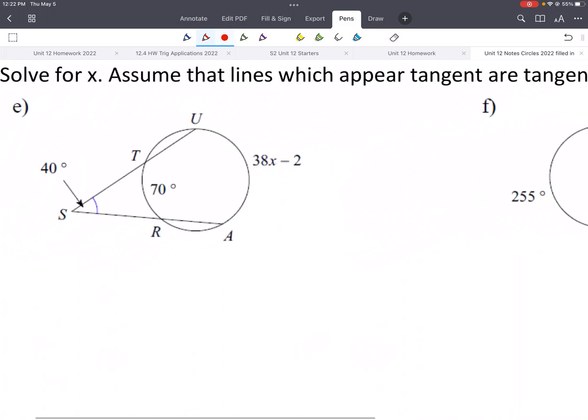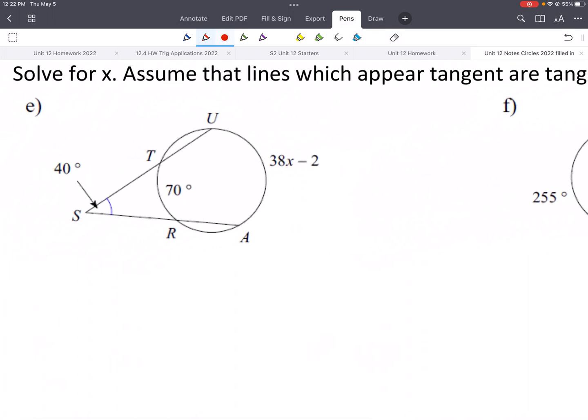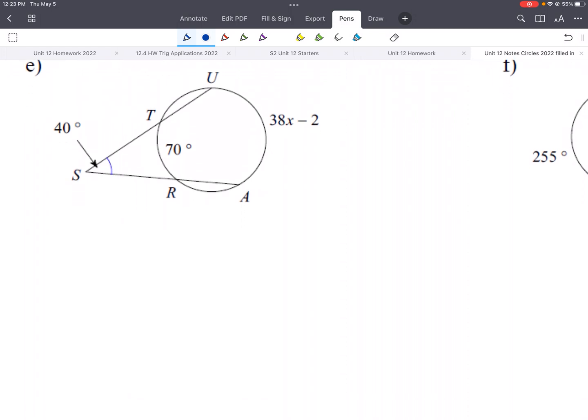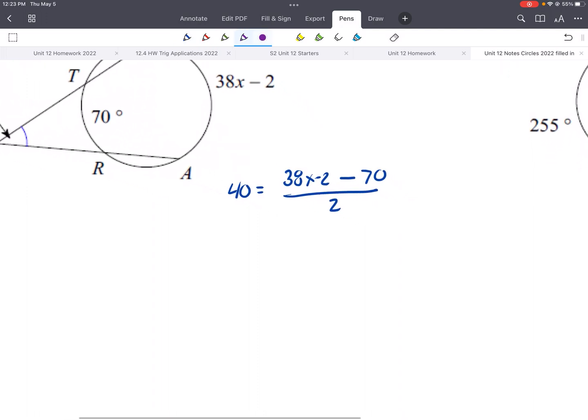All right, so let's talk about this one. What you notice that's maybe a little different is now we have expressions. We have variables that we need to solve for. Okay, so we set it up the same way. We would say, well, our angle 40 is equal to the major. So the major is 38x minus 2. And then we want to subtract that from the minor, which is 70, all over 2. Same sort of thing that we did before.